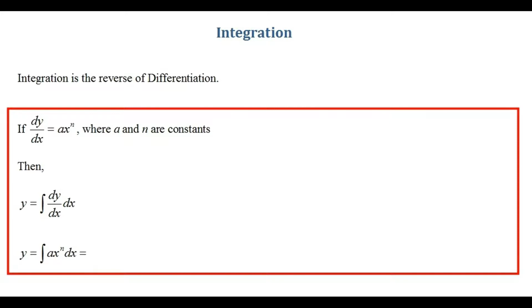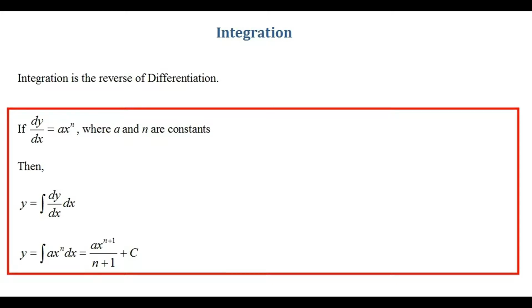And the result of the integration process will give us ax^(n+1) divided by n+1, plus c. c is what we call the integration constant, and we'll go through the idea of the integration constant later.